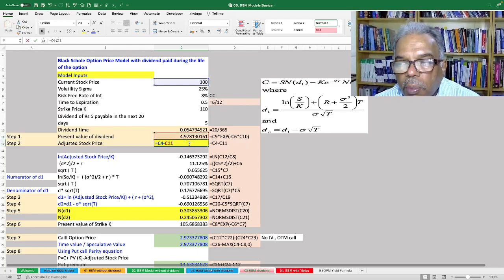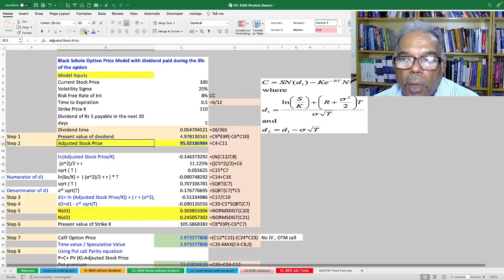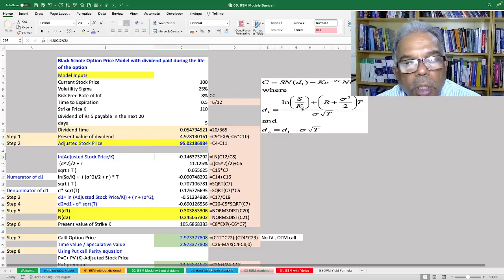The second step is to calculate the adjusted stock price. What is the adjusted stock price? The current stock price minus the present value of the dividend. Now we are going to use this adjusted stock price in place of the current stock price in the Black-Scholes option pricing model in 3 places to calculate the call and the put option. Number 1, in the d1 calculation, instead of ln of S divided by K, we are going to use ln of adjusted stock price divided by the strike price.